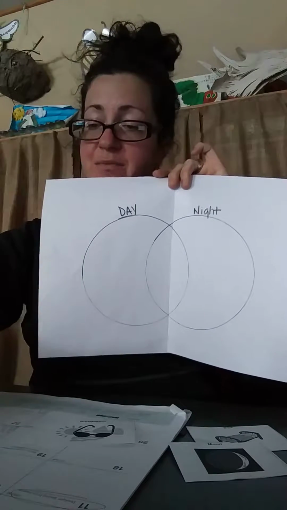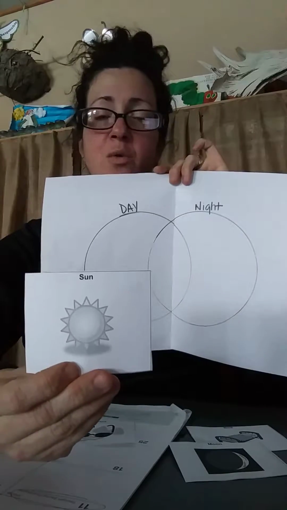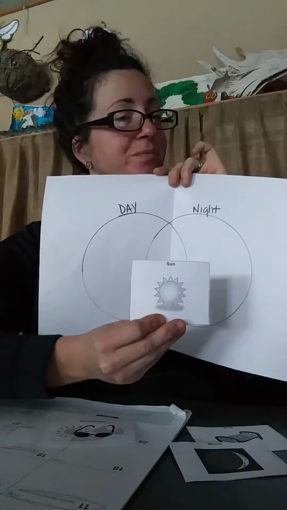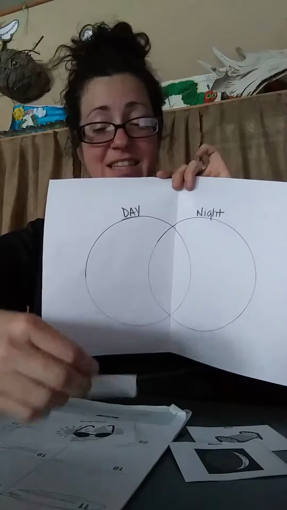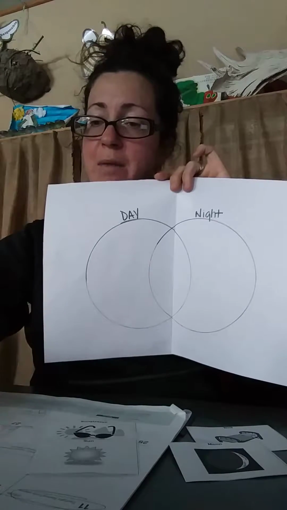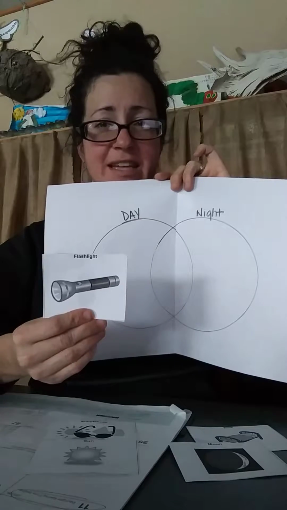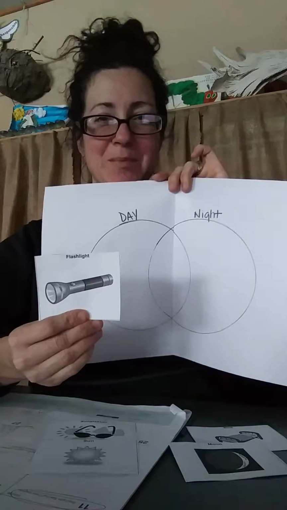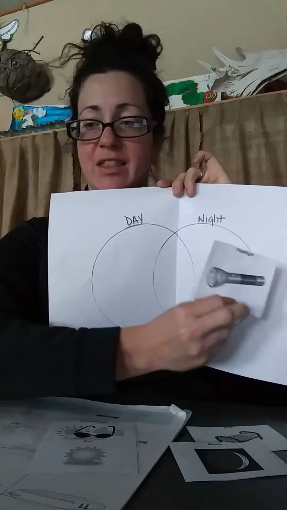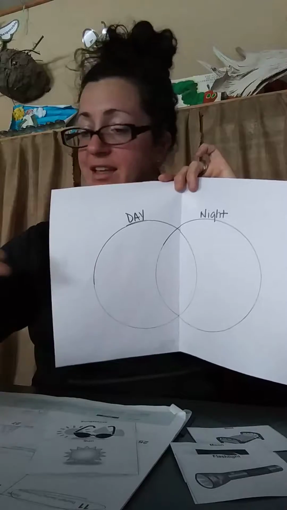What about, this is an easy one, I hope, sun. Would you see the sun during the day or at night? You're right. The sun is definitely something that you see during the day. Now, what about flashlight? Would we use a flashlight during the day? No, that would be silly. We would definitely use a flashlight during the night so that we can see in the dark.